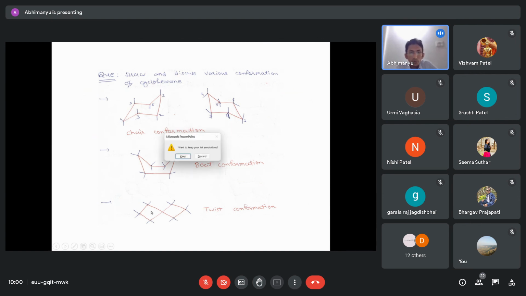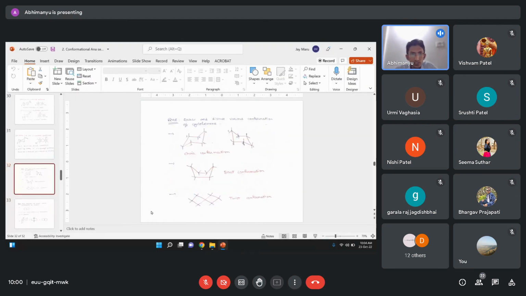Okay, the last topic is left: draw and discuss various conformations of cyclohexane, decalins, decalol. It is about 1 hour of work, but it's really difficult to complete in today's session.